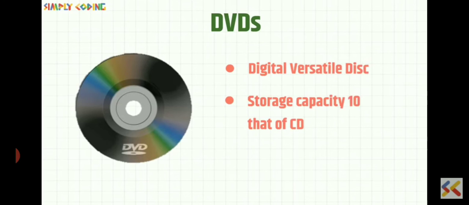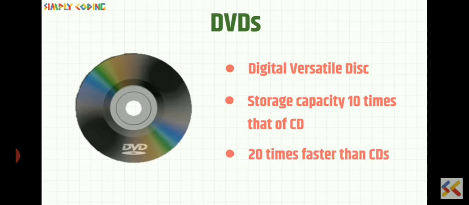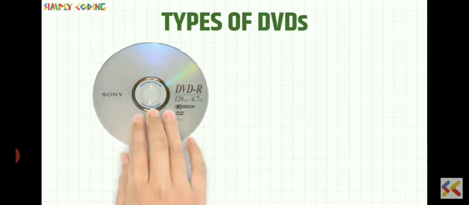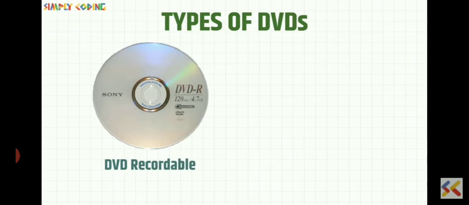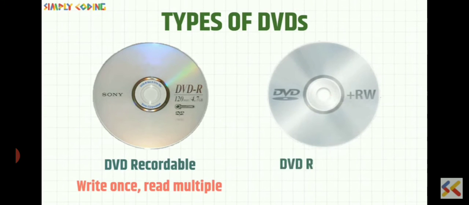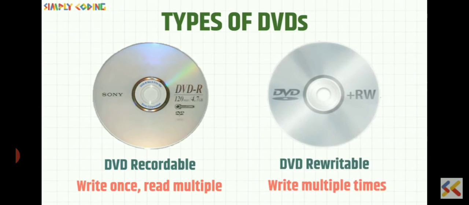DVD stands for Digital Versatile Disc and they have a storage capacity almost 10 times that of a CD and are 20 times faster than a CD. They come in three types. First type is DVD-R or DVD recordable, where data can be written only once and then can be read multiple times. In DVD read-write or DVD rewritable, the data can be written multiple times.